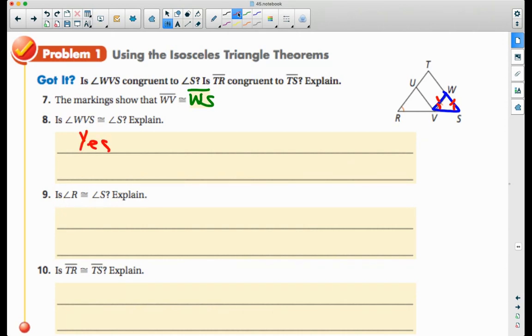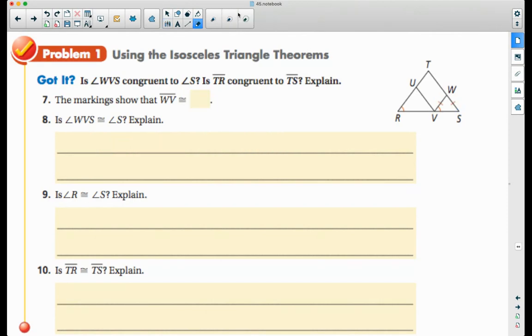So yes. Why? Because of the isosceles triangle theorem. Okay, is angle R congruent to angle S? Yes, it is.